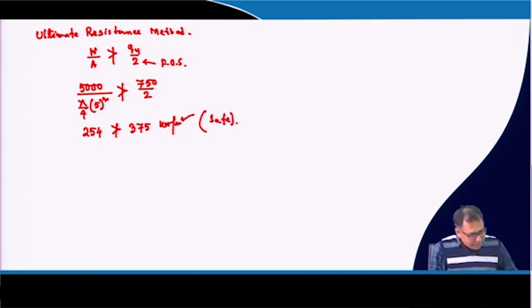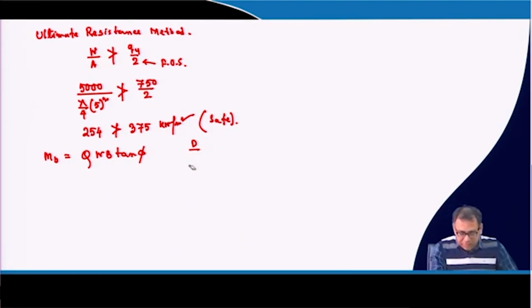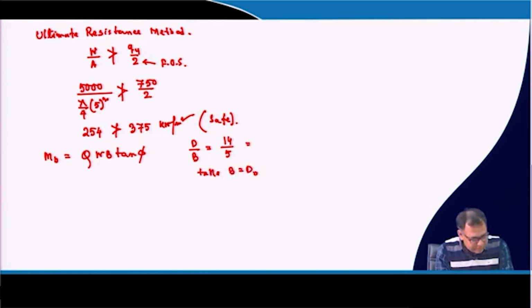Okay, now I will do the moment checking one. So, MB, I have to calculate the resisting moment. So, MB is given by Q, W, B and tan phi. Okay. Now, D by B or D by D0, I should say first, because we have to use that table itself, then we will convert it. So, D by B is equal to 14 by 5, take B equal to D0. So, this is equal to 2.8.